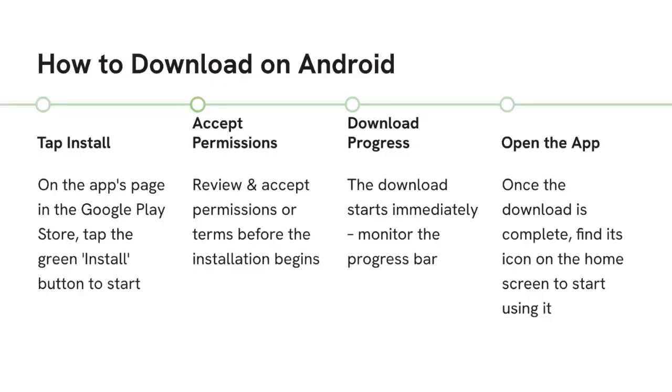Now it's about how to download on Android. So also tap install. On the app's page in the Google Play Store, tap the green install button to start. And accept permissions. Review and accept permissions or terms before the installation begins. And download progress. The download starts immediately. Monitor the progress bar and open the app. Once the download is completed, find its icon on the home screen to start using it.